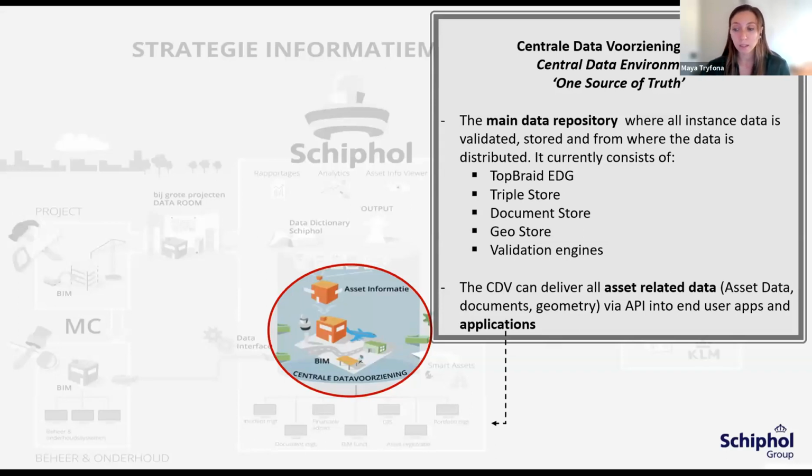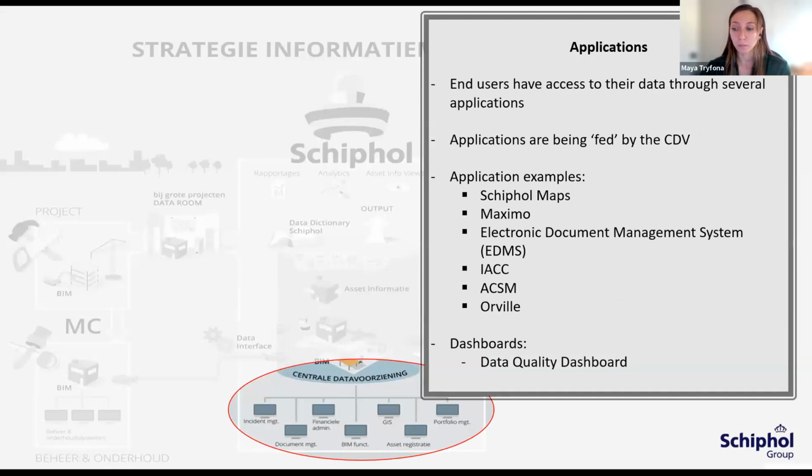And in the last slide, you will basically see, this is one of the last slides within our information management strategy, and it's about the applications. At the bottom, you see that end users have access to their data through several applications, which are being fed with data by the triple data store. Some applications are, for example, the Schiphol maps, GIS, the facility management system, Maximo, the electronic document management system, EDMS, and others. And also a data quality dashboard is created, which is very important and shows the data quality of the data that we have.